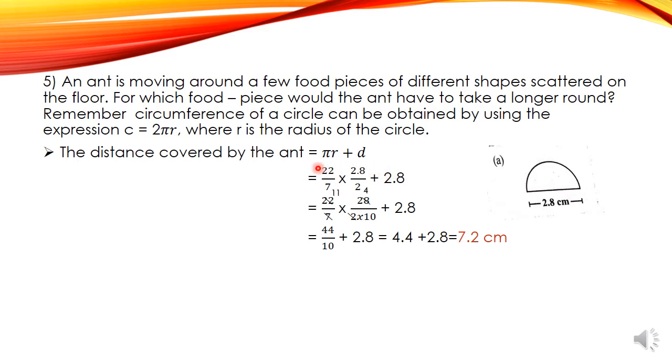The distance covered by the ant is pi r plus d. Pi value you know, 22 upon 7, and r is the radius. Here diameter is 2.8 centimeters, so radius is 2.8 by 2, that is 1.4. Here I have substituted 2.8 by 2, plus, d is 2.8. Now here simplification we have to do. First part, 2 in 22 goes 11 times, 7 in 28 goes 4 times. So we have got here 11 and 4, multiplying we get 44 and downside we have 10.